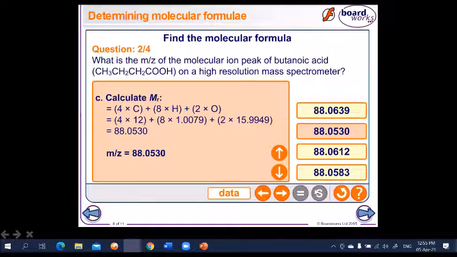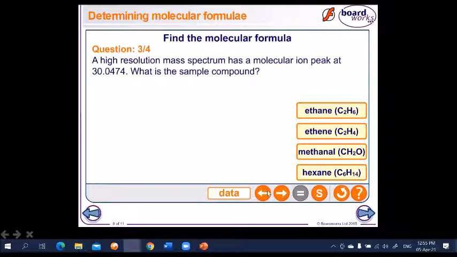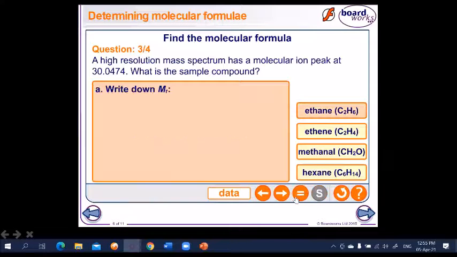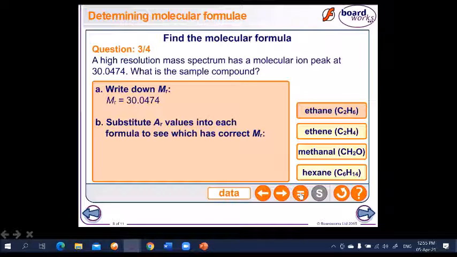I don't think we need to do all these. Wait, let's see. Oh, this is better. A high resolution mass spectrum has a molecular ion peak at 30.0474. What is the sample compound? So get the Mr written down, 30.0474, because they gave it to you. Substitute the Ar values into each formula to see which has the correct Mr.